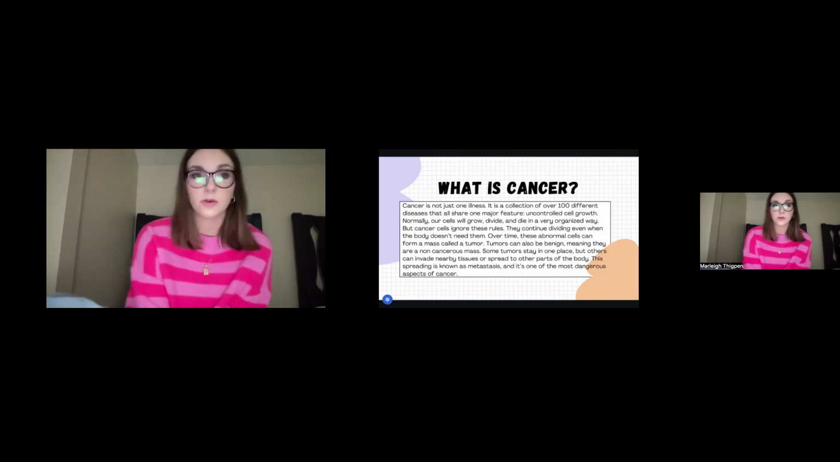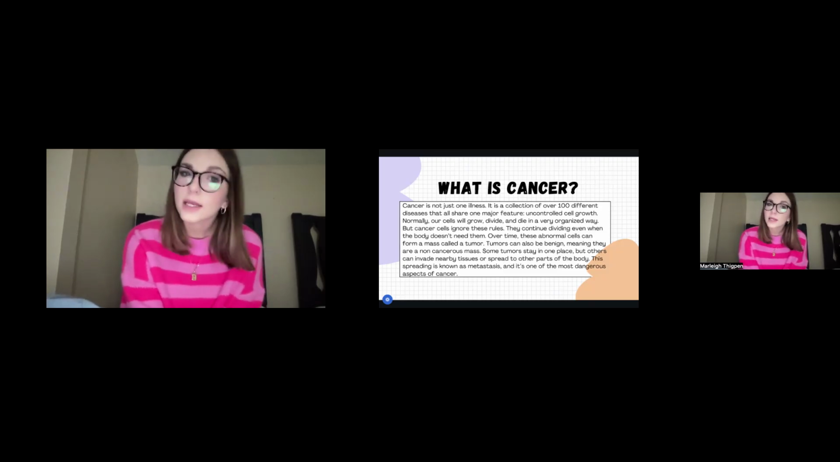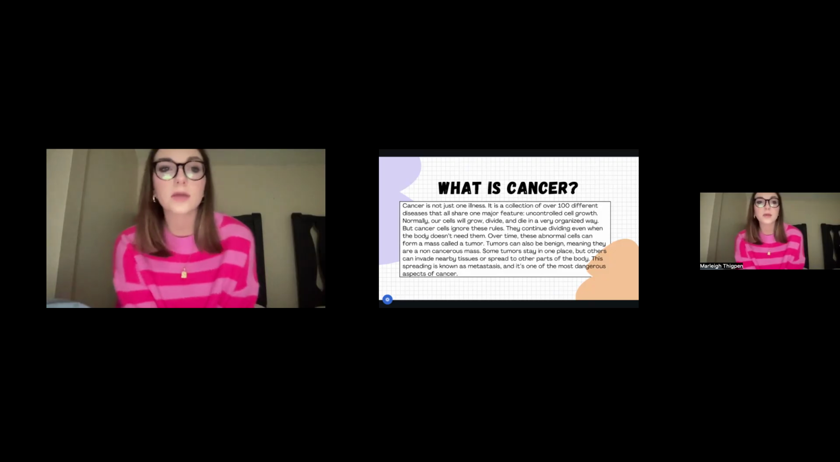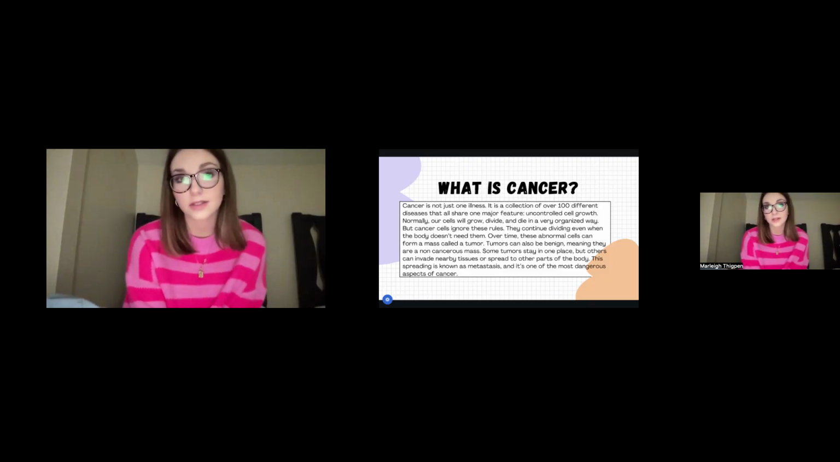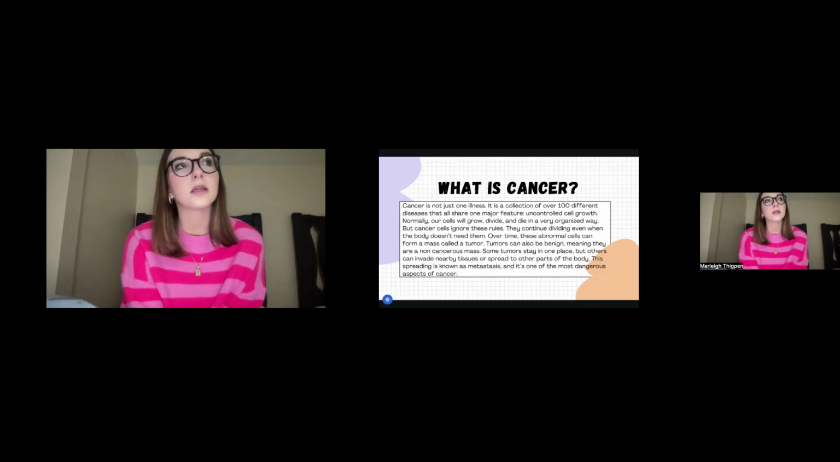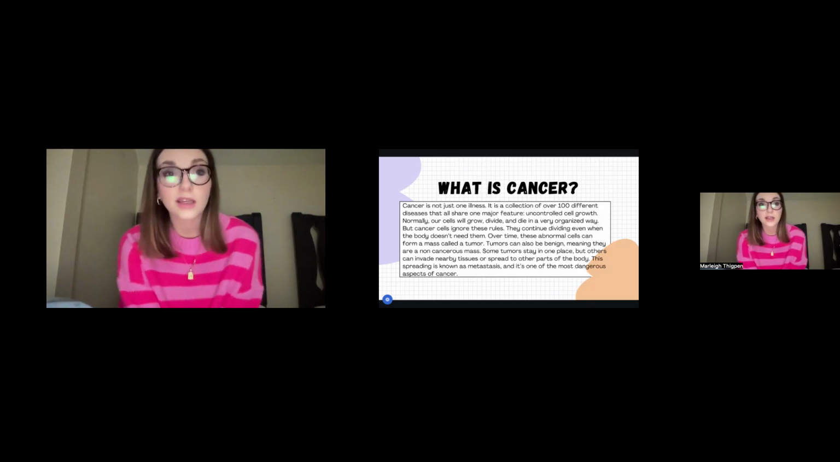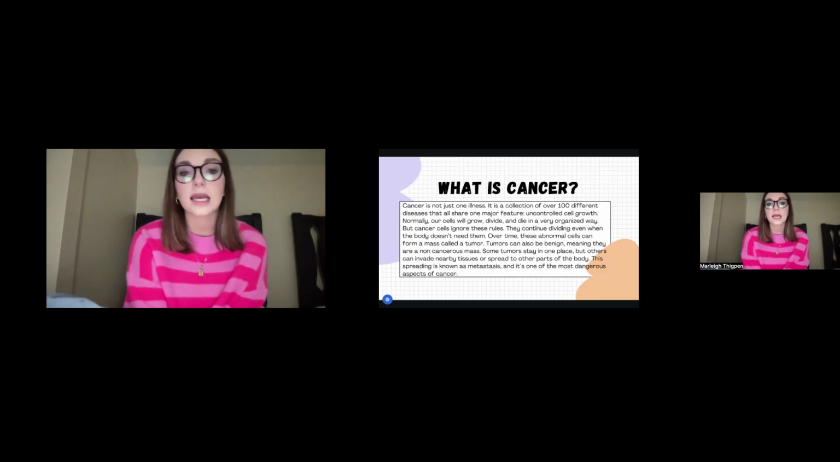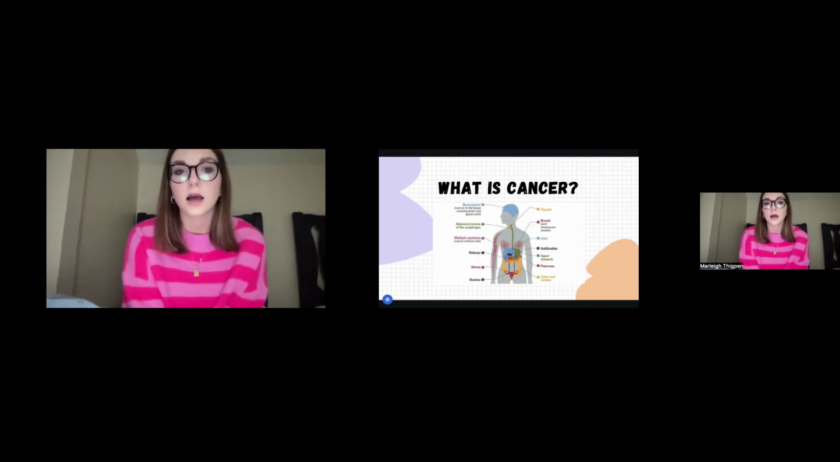There are two types of tumors. A tumor can either be benign, meaning it is a non-cancerous mass, or it can be malignant, meaning that it is cancerous. Also, we see in cancer cells, they can stay in a localized place within the body, or they can spread to other parts of the body, and that's called metastasis, and it is one of the most dangerous aspects of cancer. This chart shows you some of the cancers that you can have.